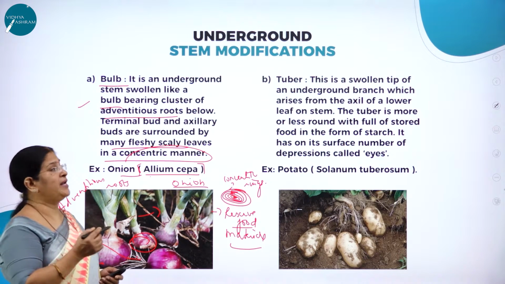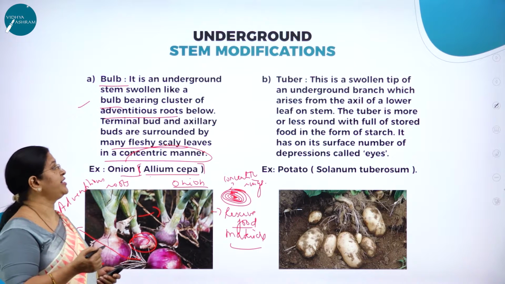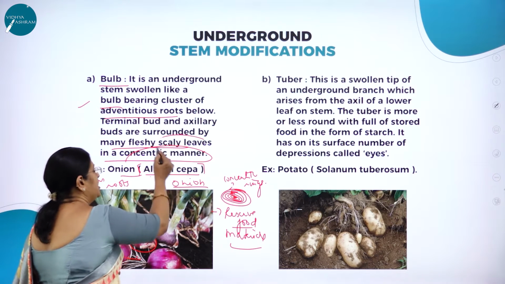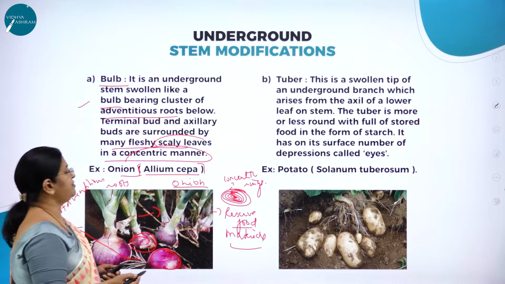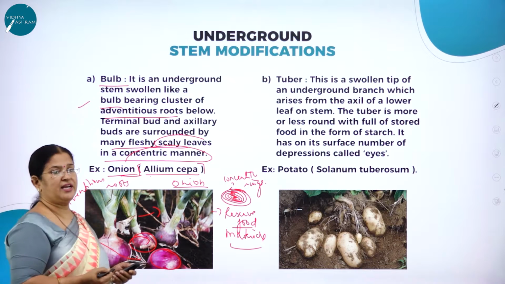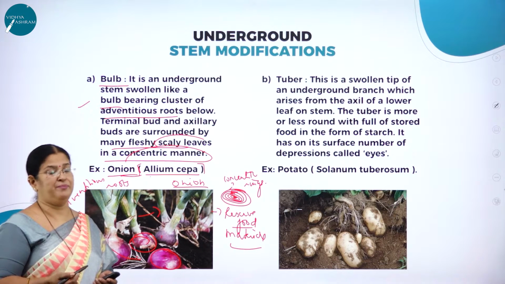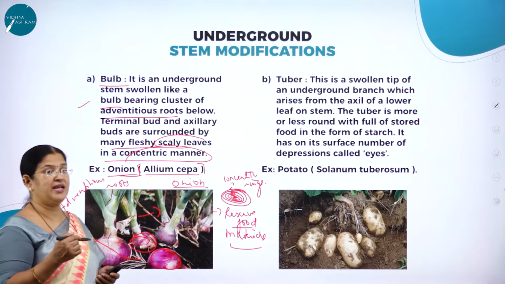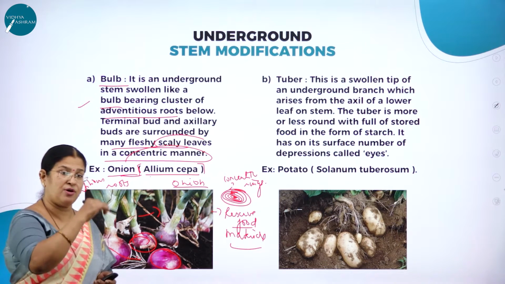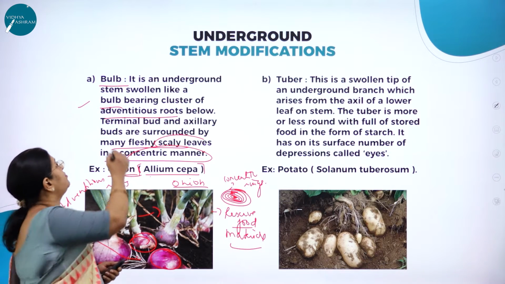So what is bulb? Bulb is an underground stem swollen like a bulb bearing a cluster of adventitious roots below, and the terminal buds and the axillary buds are surrounded by what? Scaly leaves. Here you can see that it is covered by scaly leaves in a concentric manner. Example, onion. And as I said, the scientific name is Allium cepa. Even you can come across garlic, Allium sativum. Garlic also belongs to this, and even garlic has medicinal value, and it has concentric layers. You might have come across it in garlic also, right? So that is about bulb.